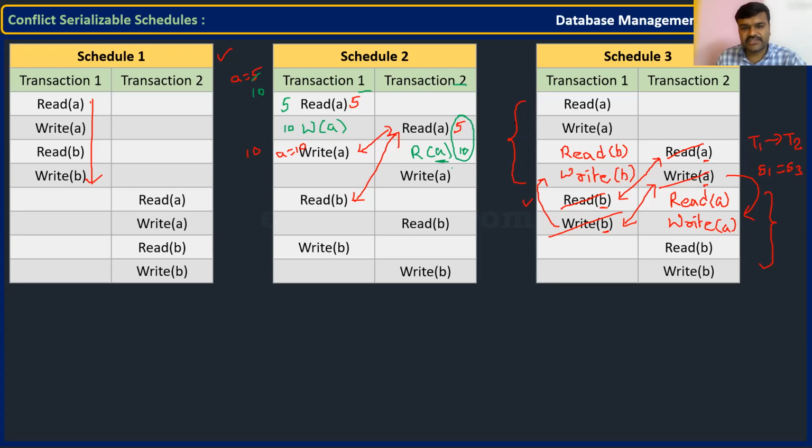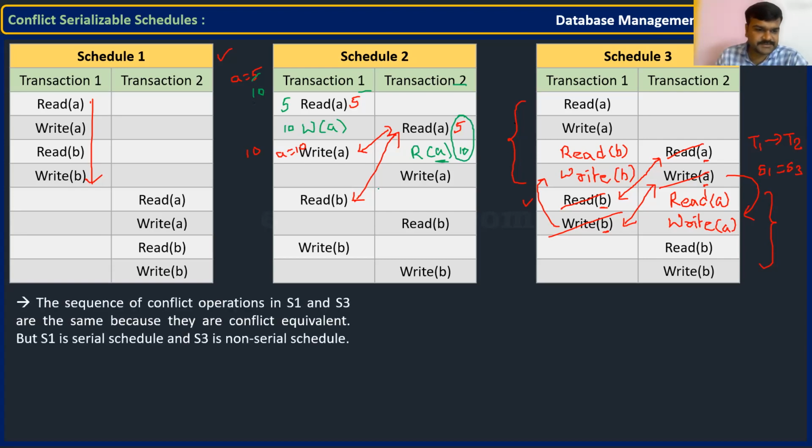Is it clear? So this is what S1 is. That is the summary you can see. The sequence of conflict operations in S1 and S3 are the same because they are conflict equivalent. But S1 is a serial schedule, S3 is a non-serial schedule. So always recommended is a non-serial schedule so that you can fulfill all the transactions. So we have to find out proper, valid non-serial schedules.